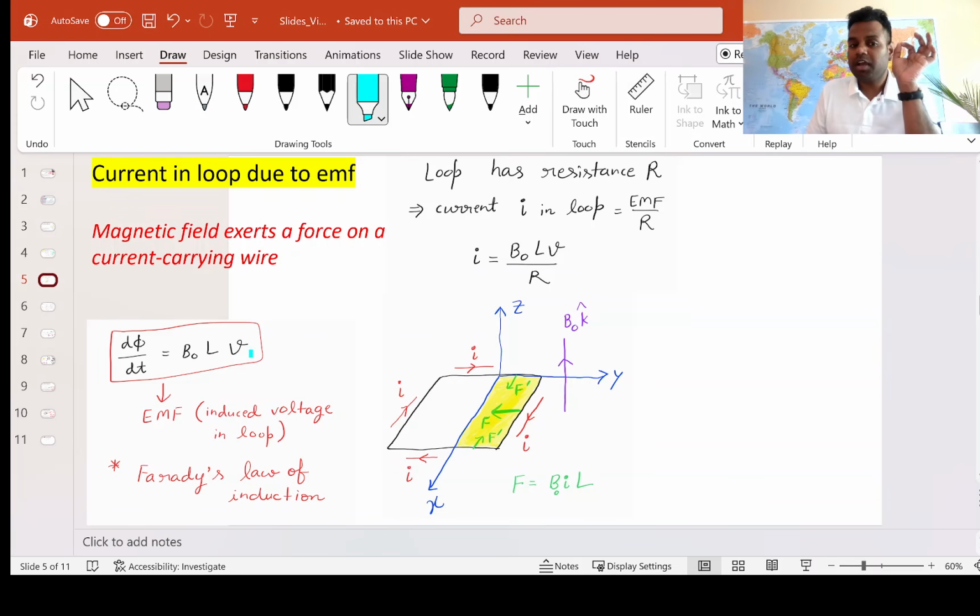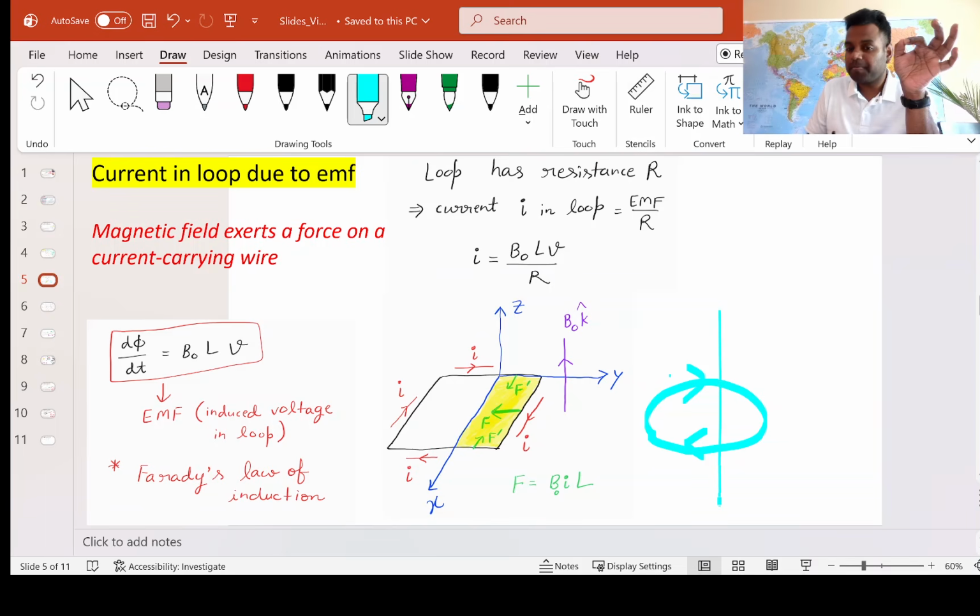Now this voltage will create a current in the loop. As you can see, the current will be I, right? And the current will be like this, because this current will create a magnetic field in the negative z direction, to counter the increase in the flux, right? That is Faraday's law of induction.